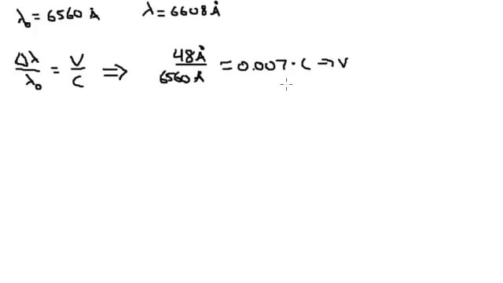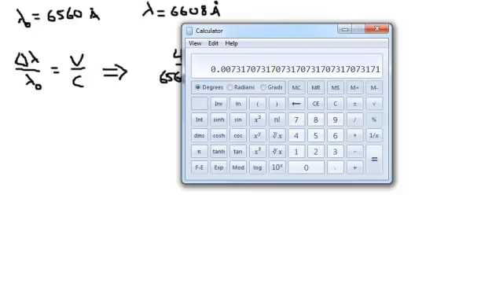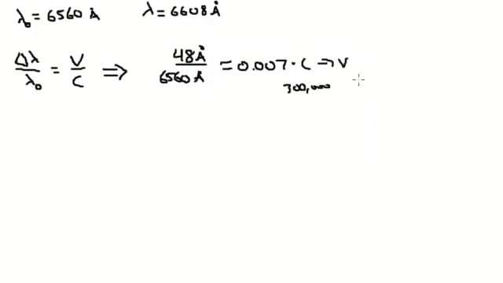So that would be, let's see, the speed of light in kilometers per second is 300,000. So I can multiply that really quick. I'll take this number times 300,000, and that gives me 2,195. So the speed of this galaxy is 2,195 kilometers per second. That's incredibly fast, right? It's really, really fast. So there, look at that. What we've got here is velocity.